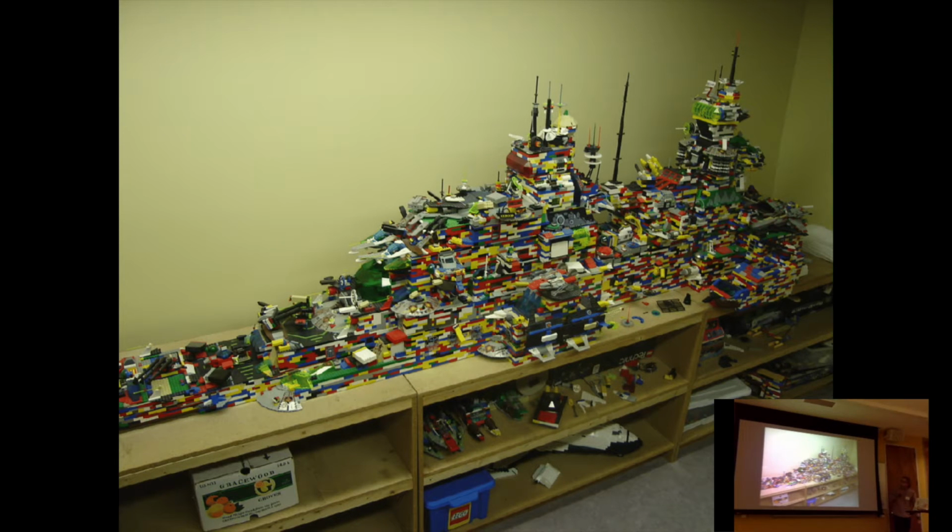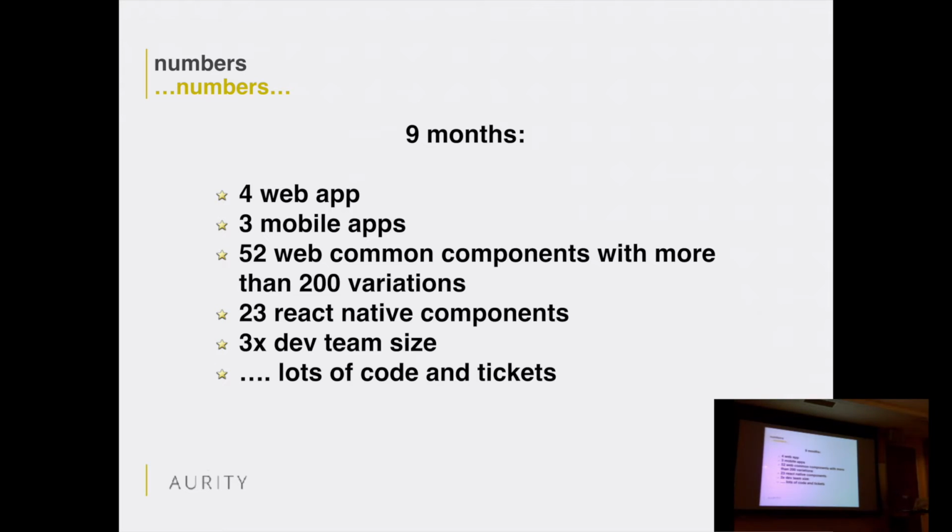So the final solution was something like that. That many Lego blocks we had to use. Putting this into numbers, in 9 months we built 4 web applications, 3 mobile applications, 52 web common components shared across those web applications with around 200 variations of different components, and 23 React Native components. We tripled the dev team size, which is quite important here. In just 9 months, creating a lot of code and solving a lot of tickets.